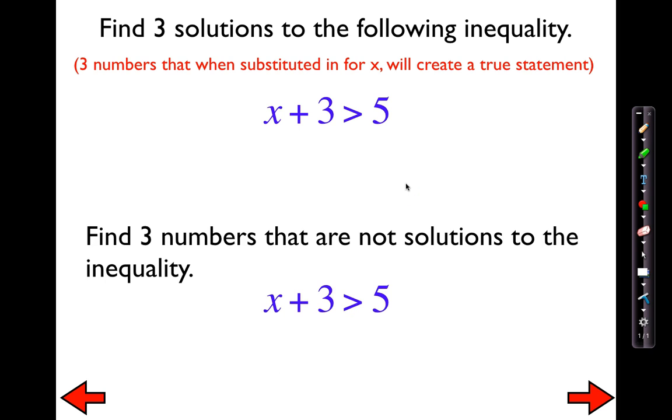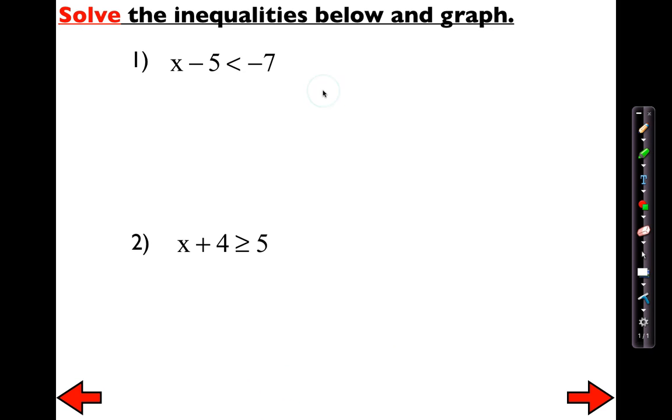Now, can you also think of values for x that would not create a true statement for this inequality? I can give you one. For example, if I chose 2, 2 plus 3 is not greater than 5 because it's equal to 5. I could also do 3 plus x could be 3, and this would not be greater than 6, and so on. So here, we're going to solve the inequalities and then graph it.